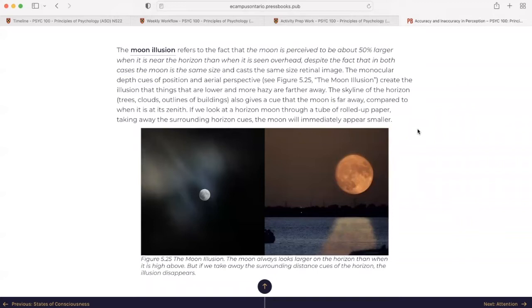The monocular depth cues of position and aerial perspective create the illusion that things are lower and more hazy, or farther away. The skyline of the horizon also gives a cue that the moon is far away compared to when it's at its zenith. If we look at a horizon moon through a tube of rolled up paper, taking away the surrounding horizon cues, the moon will immediately appear smaller.